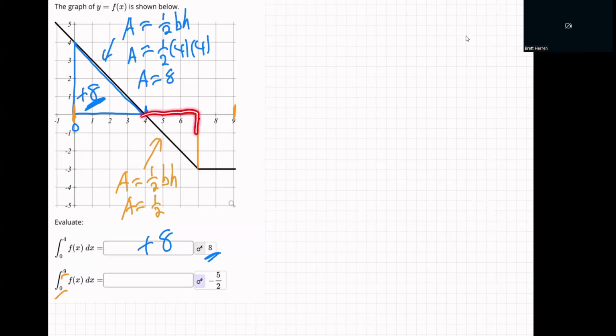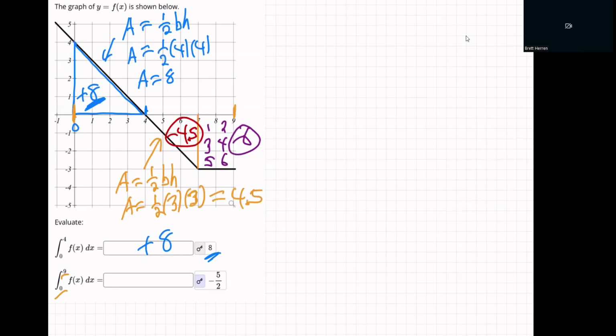So this is 1, 2, 3, 1, 2, 3. So the base and height, they're both 3. And that's half of 3 times 3. Half of 9, 4.5. But that's negative 4.5 because it's below the axis. Any area below the axis is negative. And then what about this last section? This last section, you can just count the squares. It's 1, 2, 3, 4, 5, 6, because it's just a rectangle, right? So this is negative, and it's negative because it's below, negative 6. There are 6 squares below the axis.